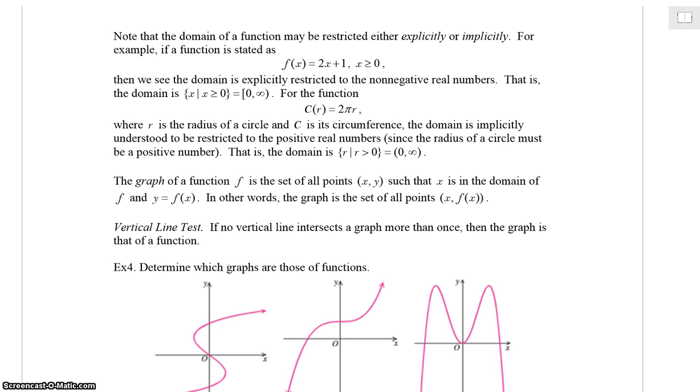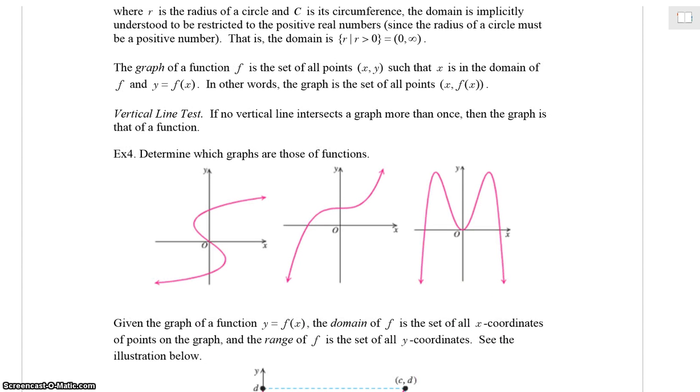Now our next topic is the graph of a function. To understand functions well, it's very, very helpful to be able to view the graph, and that's something we will touch on repeatedly in this course. The graph of a function f is the set of all points (x, y) such that x is in the domain of f and y is equal to f of x. In other words, the graph is the set of all points (x, f of x).